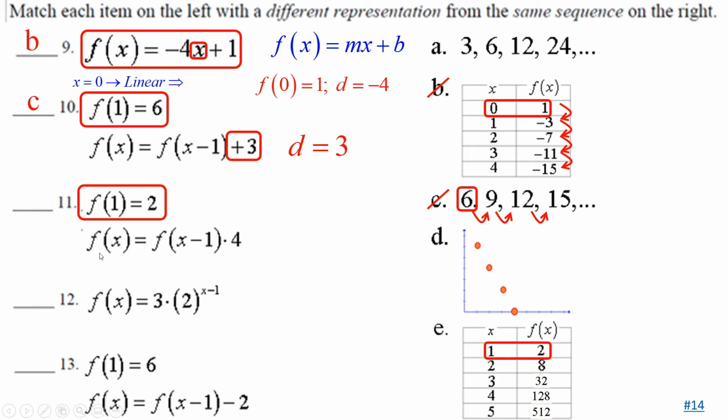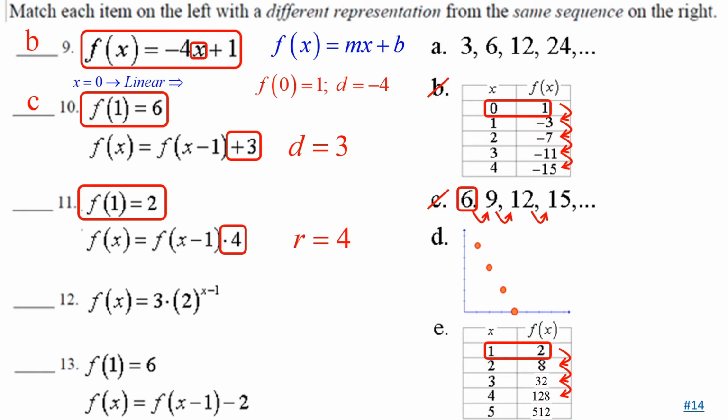The recursion equation: the term I am looking for is always the previous term times 4. Times 4 is the key, so I have a common ratio here of 4. Well, look here. The 2. If I multiply 2 by 4, do I get 8? Yes. How about 8 times 4? 32. 32 times 4? 128.